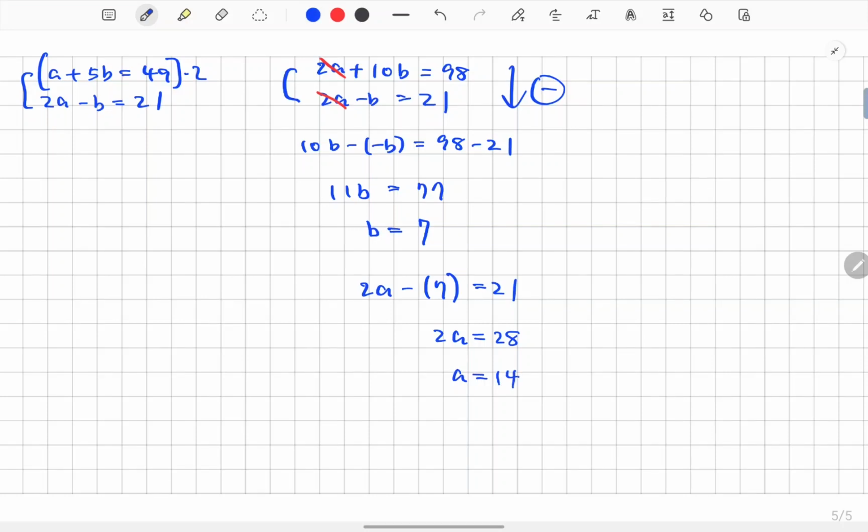And we'll plug the a and b values into our original equation. P of x is 5x cubed, and we replace a with 14, so it is plus 14x squared, and replace b with 7, plus 7x minus 2. This is our final answer.